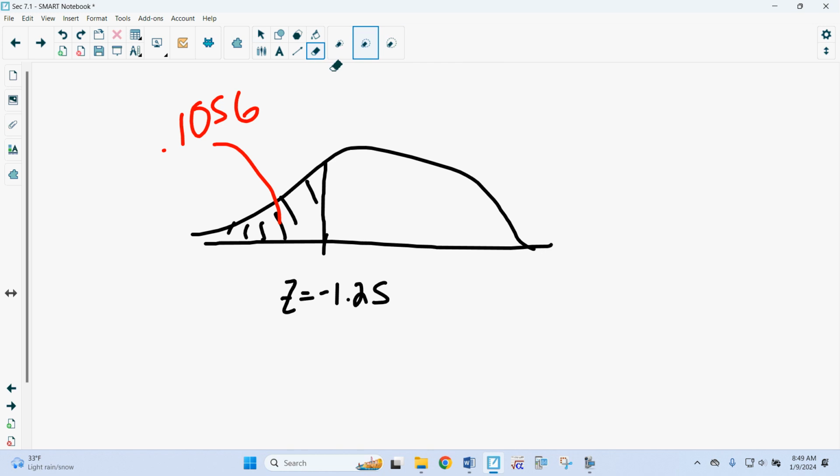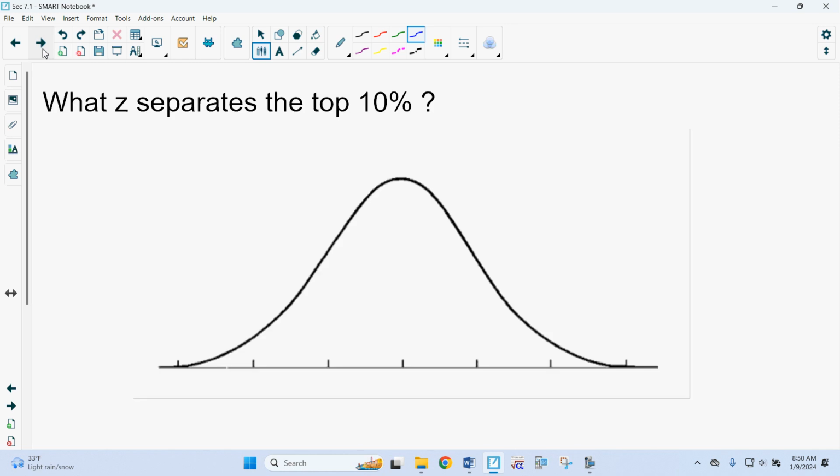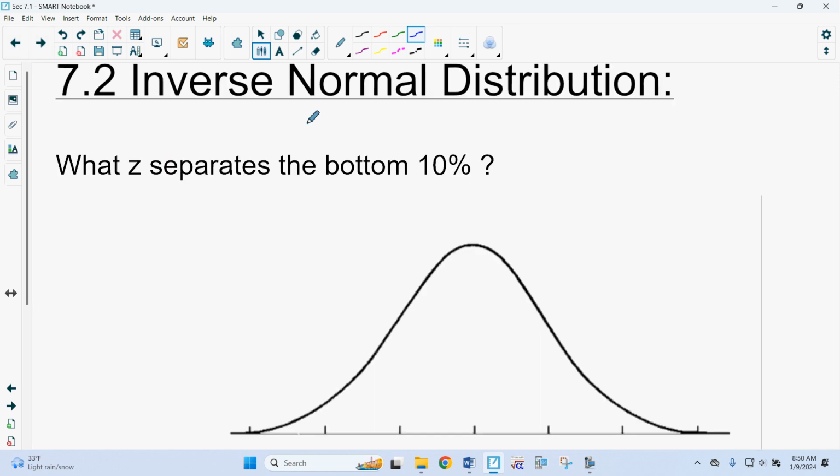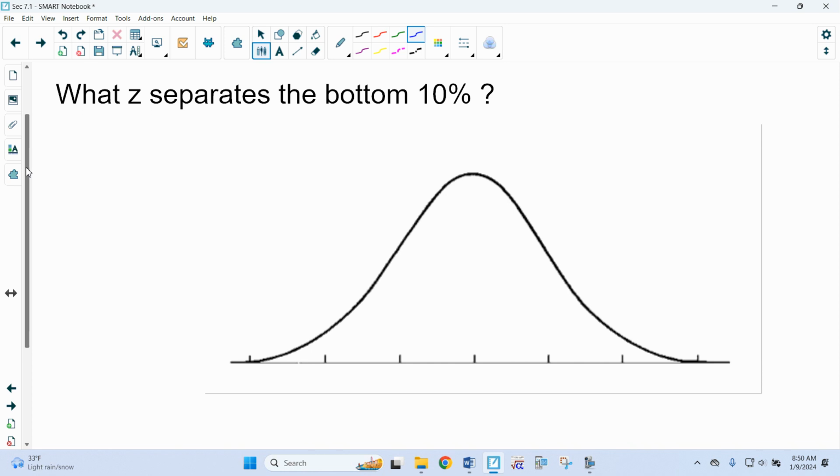This time, we want to reverse it, which is why it's called inverse. This time, we're not going to have the z. We're going to be given the area, and then we have to find the z. So it's kind of like going backwards. Let's look at an example. What z separates the bottom 10%?